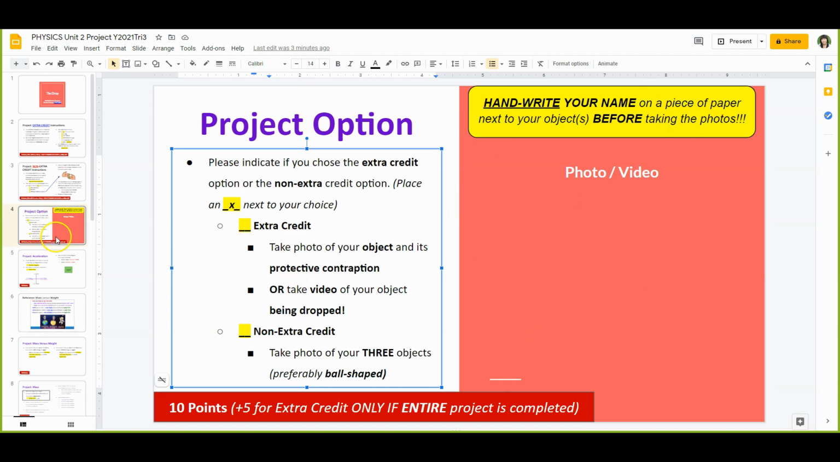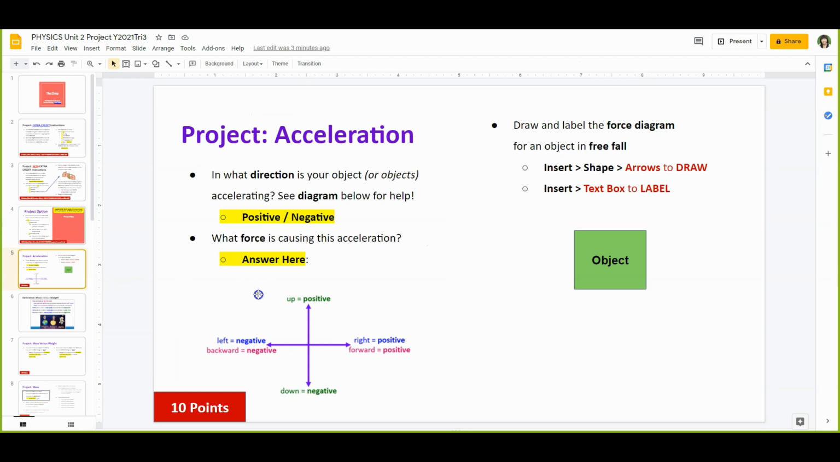Question number 5 says, in what direction is your object or objects accelerating? See the diagram below for help. Now, this should be pretty easy because your object is falling down. In that case, you should be able to pretty easily figure out that it is going in the downwards direction. Is that positive or negative?